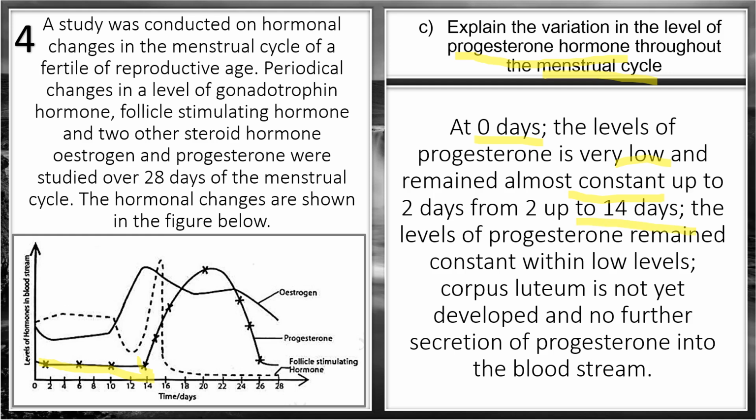From day 2 to day 14, the level of progesterone remains constant within the lower levels because the corpus luteum is not yet developed, and there is no further secretion of progesterone into the bloodstream. So during that time of 2 days to the 14th, there is no corpus luteum. Therefore, there are low levels of progesterone in the bloodstream.